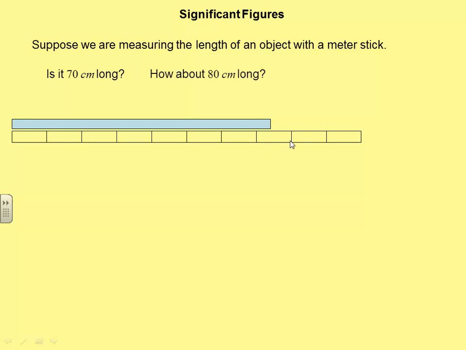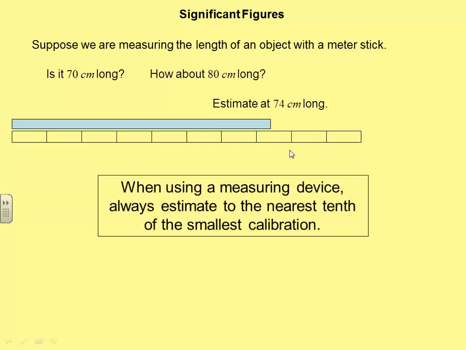Well, then how about saying it's 80 centimeters long? Again, that seems ridiculous because it's much less than 80. So instead what we might want to do is say, well, it looks to be a little less than halfway in between, so maybe 74 centimeters long. In other words, notice what we did here. We took an estimate. And not only did we estimate, what we did is we took our smallest calibrations and in our heads kind of broke it up into 10 pieces and estimated how many of those tenths there were.